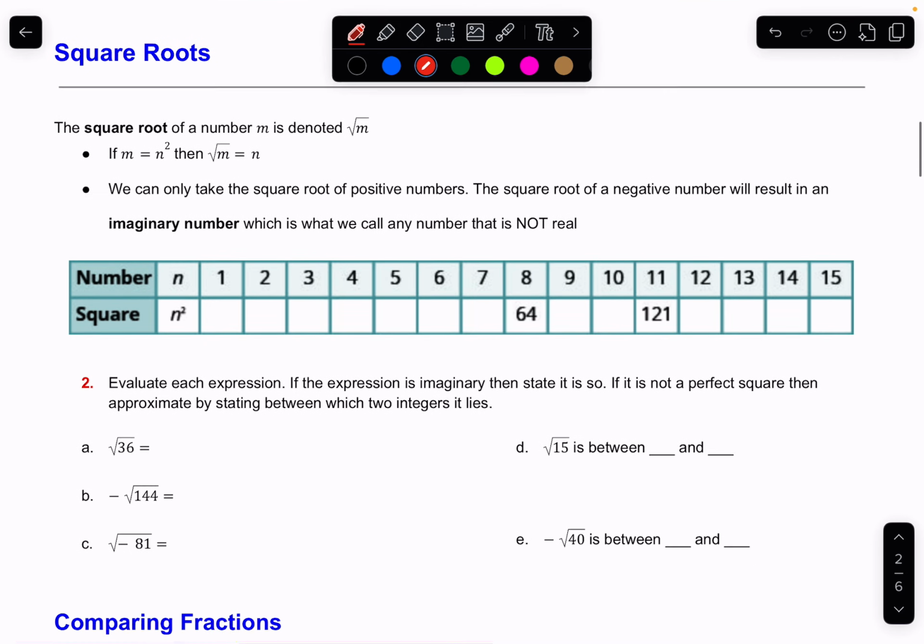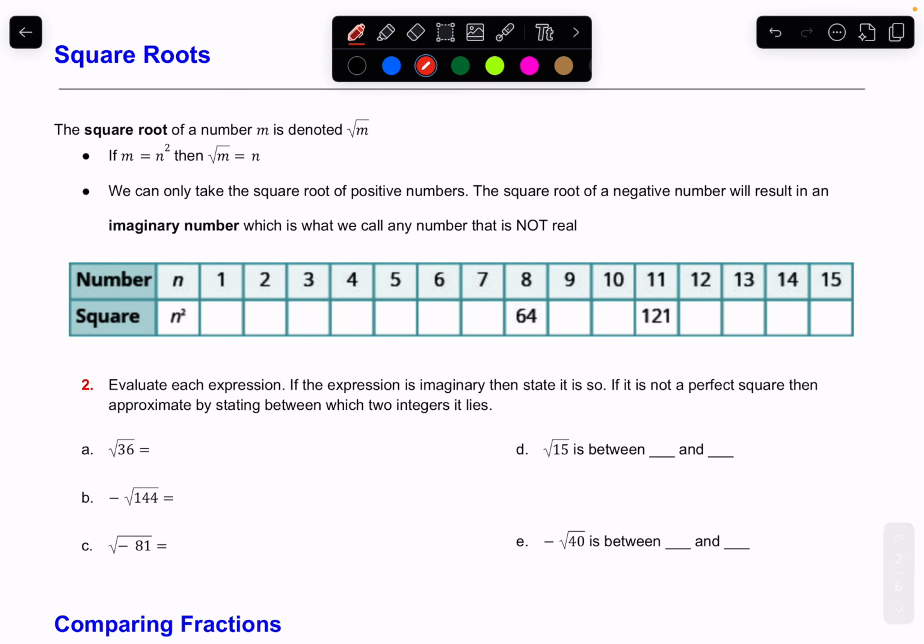All right, now square roots. You are essentially required to know what all of the perfect squares are up to 15. That way you know how to square root numbers up to 15.